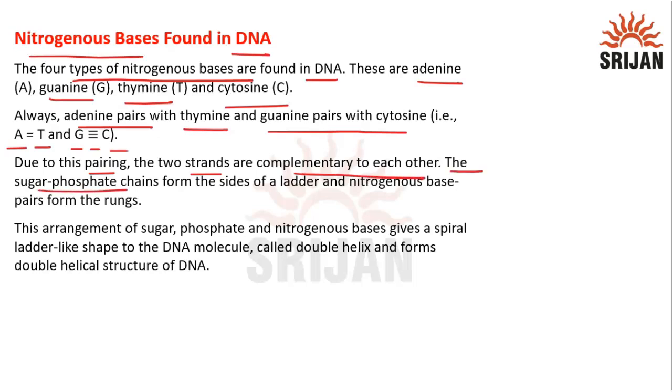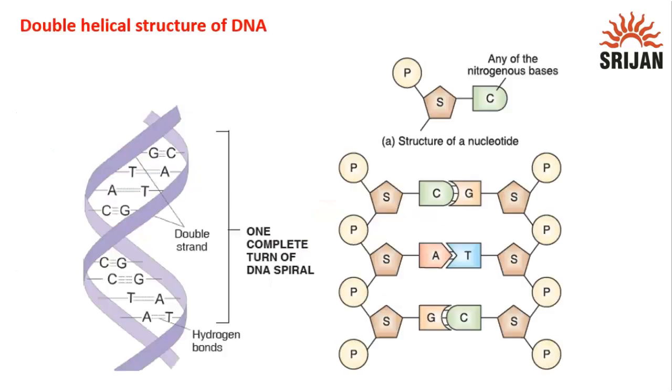The sugar-phosphate chains form sides of a ladder and nitrogenous base pairs form the rungs. This arrangement of sugar, phosphate, and nitrogenous bases gives a spiral ladder-like shape to the DNA molecule called double helix and forms double helical structure of DNA.